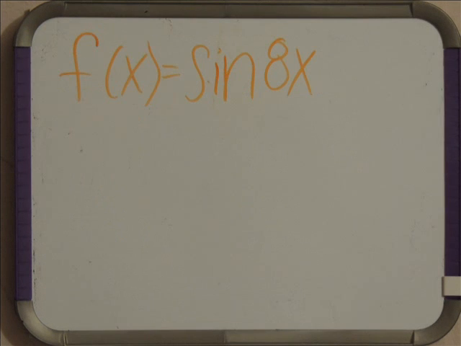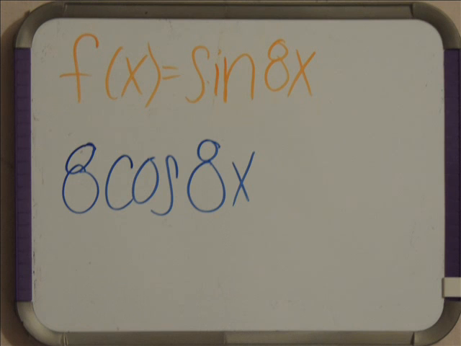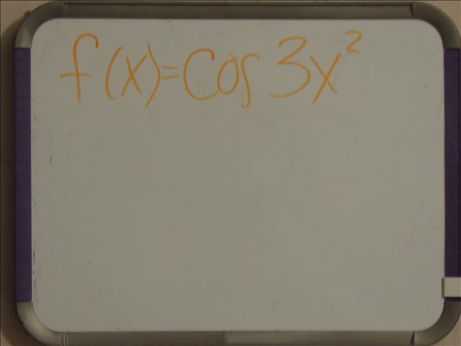Let's solve an example. Sine of 8x. First of all, we place the derivative of 8x, then the derivative of sine, which is cosine, evaluated in 8x. If you can notice, this is the chain rule, but I placed first the derivative of the inside.